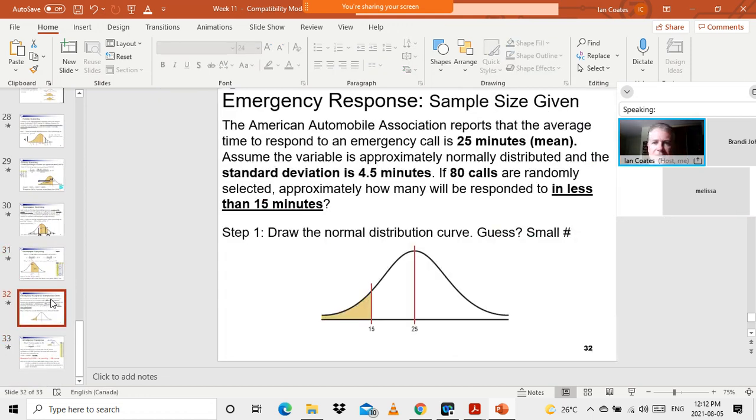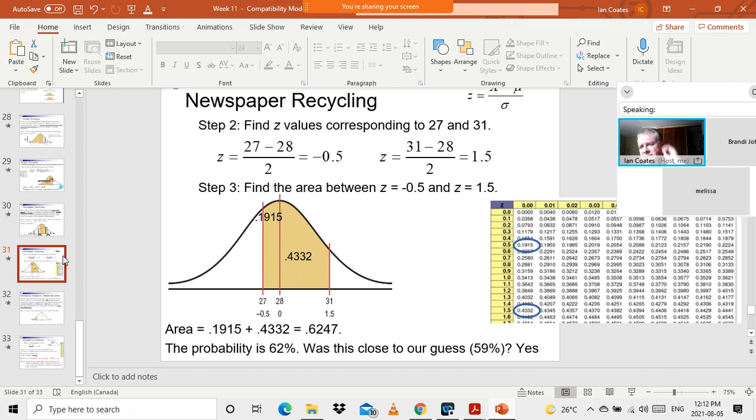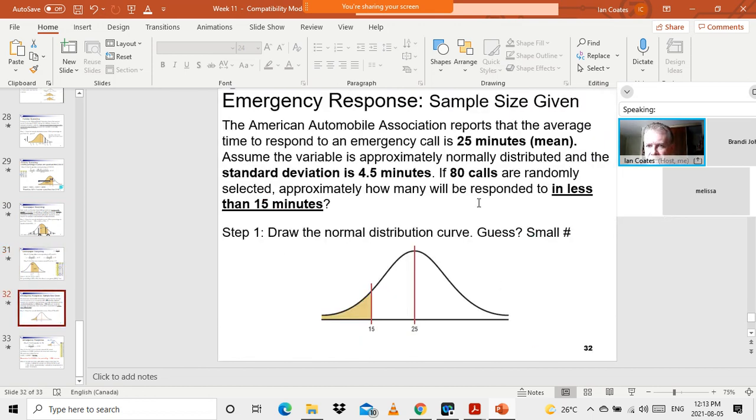The last example is the same thing. It's just adding an extra little step. The American Automobile Association reports that the average time to respond to an emergency call is 25 minutes. That's your mean. Assume the variable is approximately normally distributed and the standard deviation is 4.5 minutes. If 80 calls are randomly selected, remember these guys here? I was only choosing one. This is the extra step here. Is it difficult? No. If 80 calls are randomly selected, approximately how many will be responded to in less than 15 minutes?